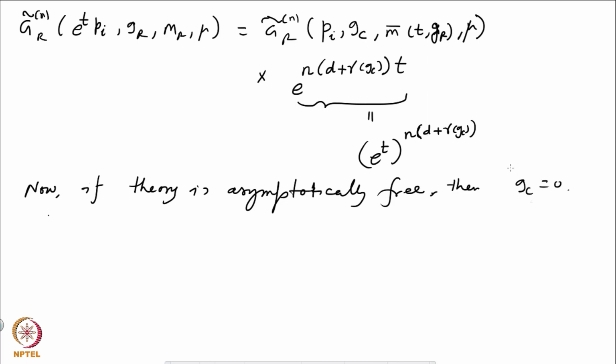This is the value of the running coupling, right? This is the running coupling constant, and that running coupling constant is 0. That's the condition for an asymptotically free theory. And because gamma of 0 is 0, right? Gamma you obtain from all these Feynman diagrams, and if you put the couplings to be 0, the Feynman diagrams will give you 0. So that is why the gamma will be 0.